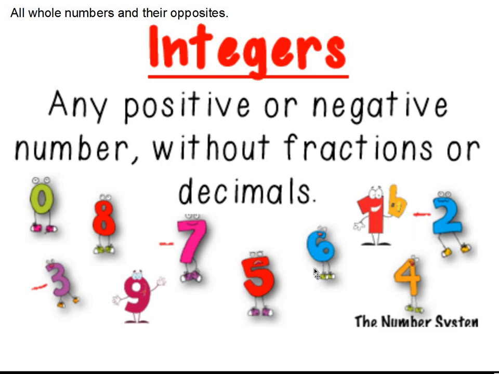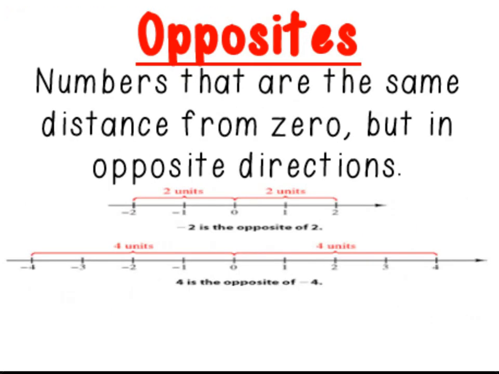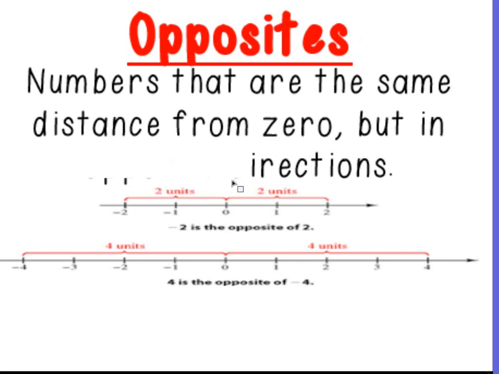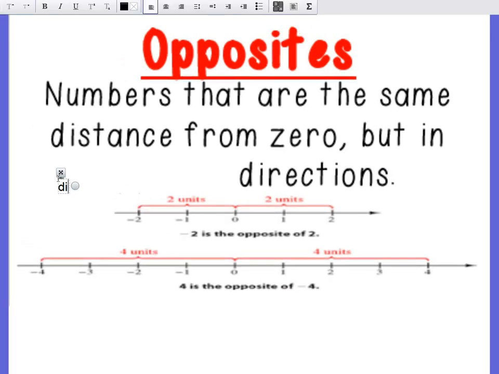Okay, so notice all of these numbers, they don't have fractions or decimals, but some of them do have negative signs, and some of them are just positive. And opposites. Opposites are numbers that are the same distance from 0, but in opposite, I like to say different. I don't like to use the word in my definition. So instead of saying in opposite directions, we're going to go ahead and say in different directions, because you really only have 2 options. You really can't have it go more than 1 or 2 ways.